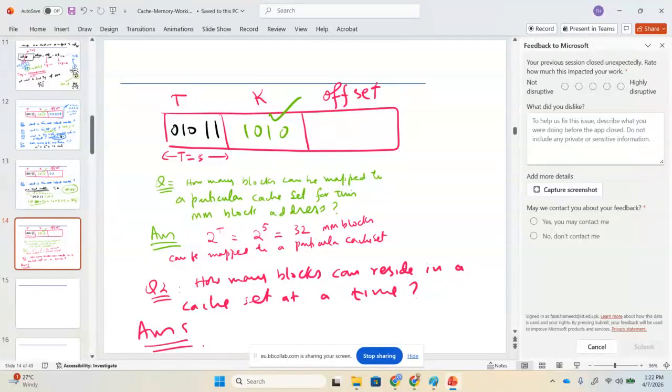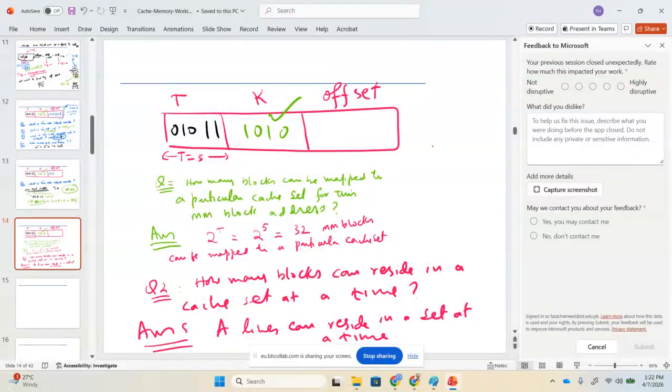Is it the number of ways or lines? Very good, Yasir. That's the reason that now you're paying attention, and I'm very happy for this. It means A ways, because enough information is not given, so A lines can reside in a set at a time. How many blocks can be mapped to a particular set? It is actually 32. Okay.